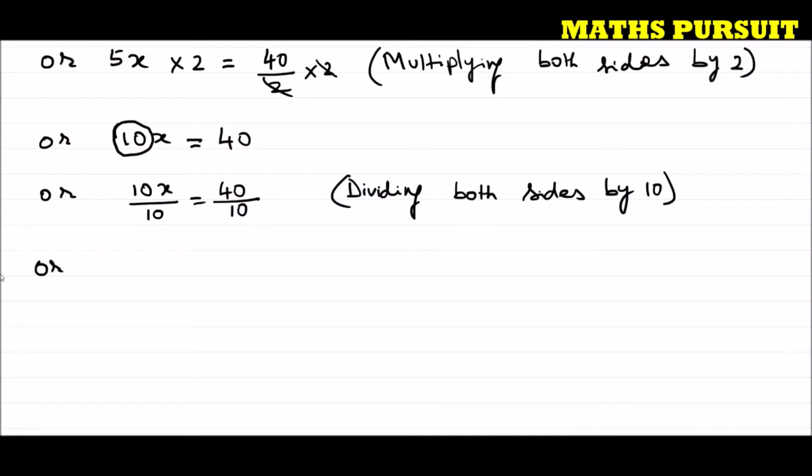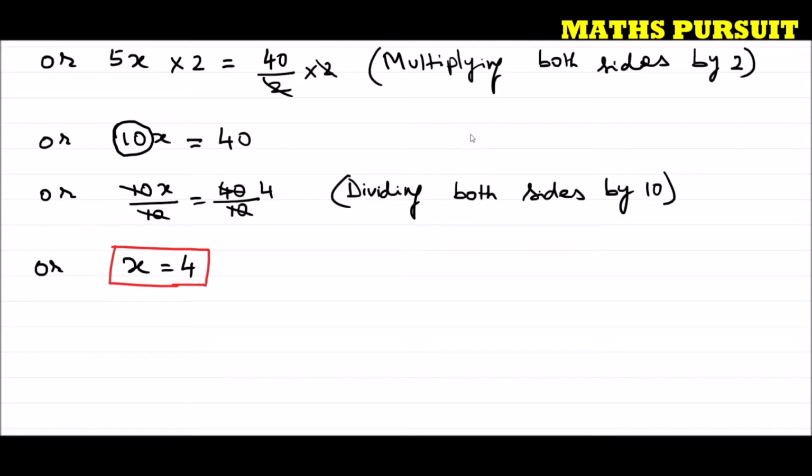Or I can write x is equal to 4. How? This 10 cancels out, and here 10 4s are 40. So what we got? We got x is equal to 4. So guys, if you remember what we considered, the number that Amina thought of as x. So that means Amina thought of the number 4.